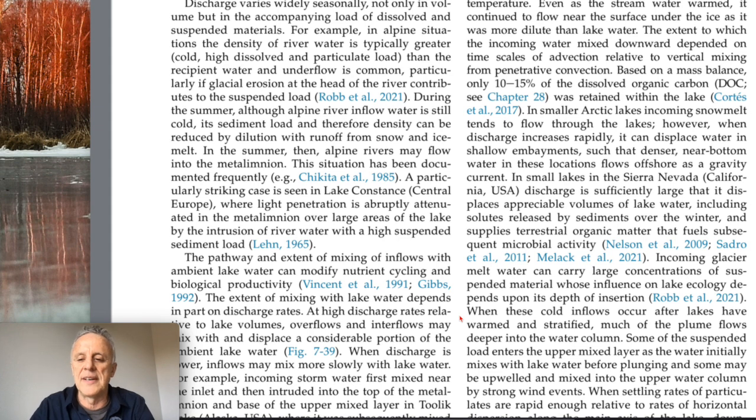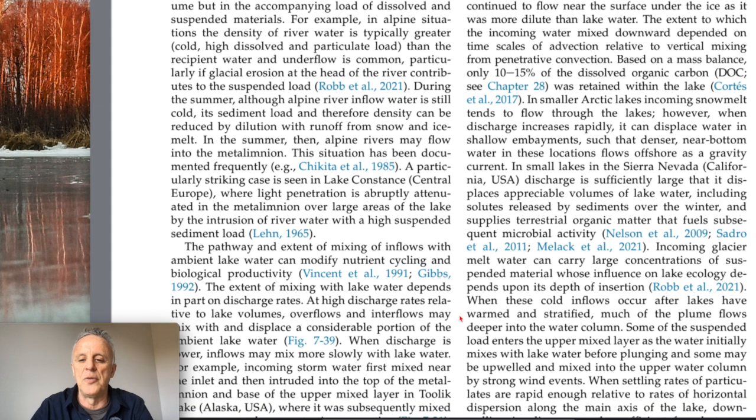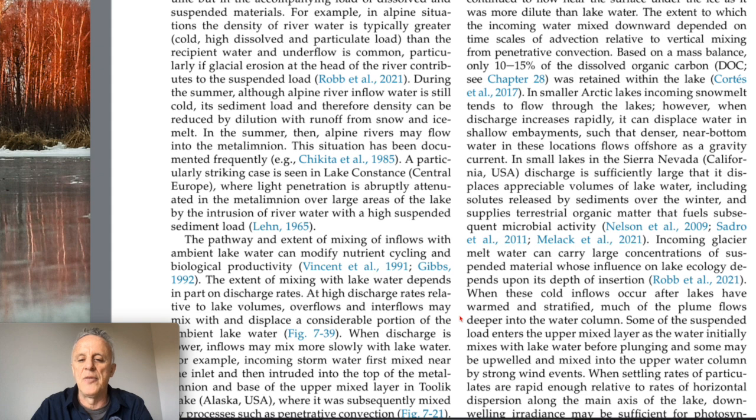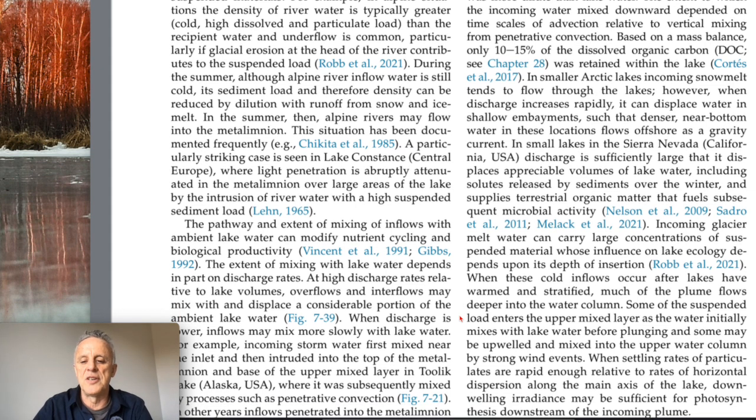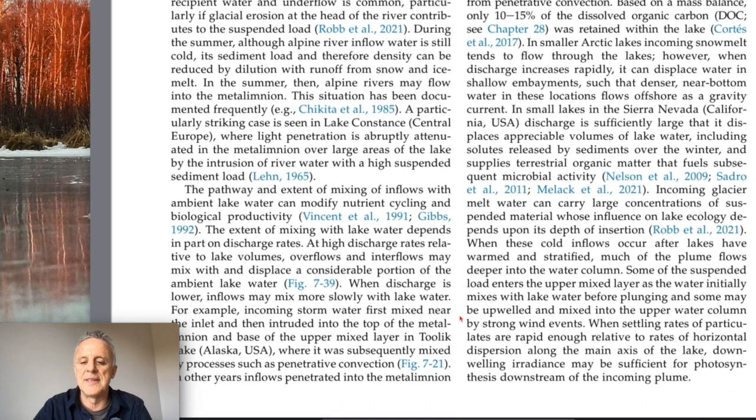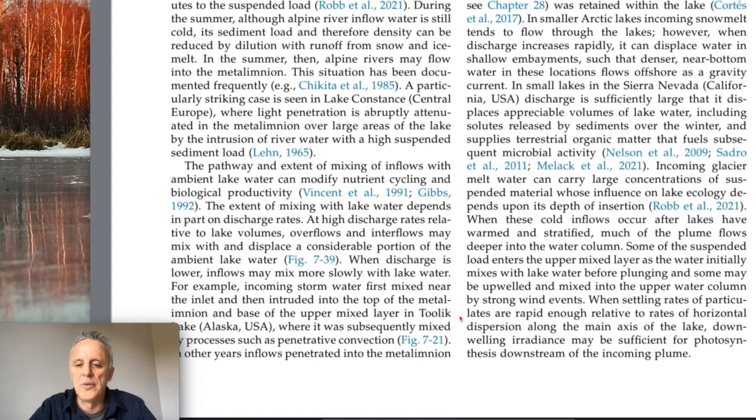In smaller Arctic lakes, incoming snowmelt tends to flow through the lakes. However, when discharge increases rapidly, it can displace water in shallow embayments, such that denser near-bottom water in this location flows offshore as a gravity current. In small lakes in the Sierra Nevada, discharge is sufficiently large that it displaces appreciable volumes of lake water, including solutes released by sediments over the winter, and supplies terrestrial organic matter that fuels subsequent microbial activity.